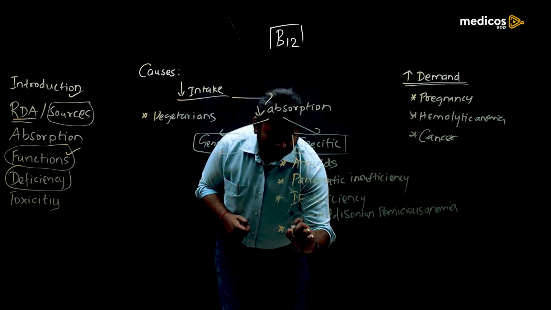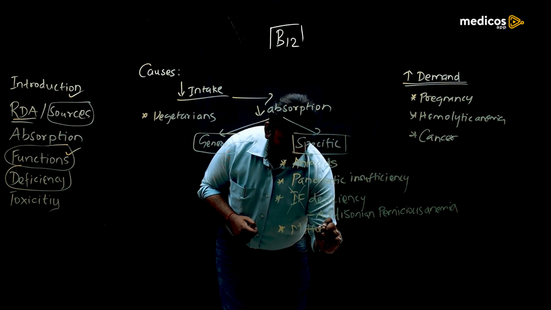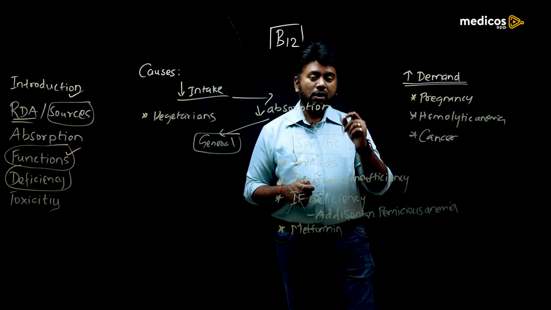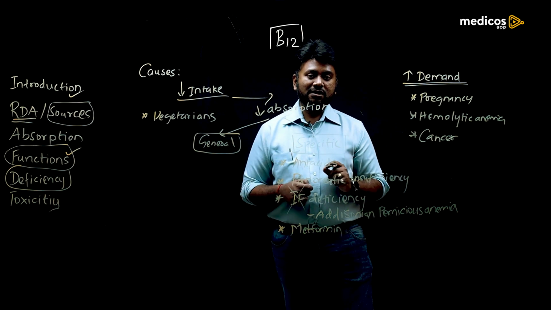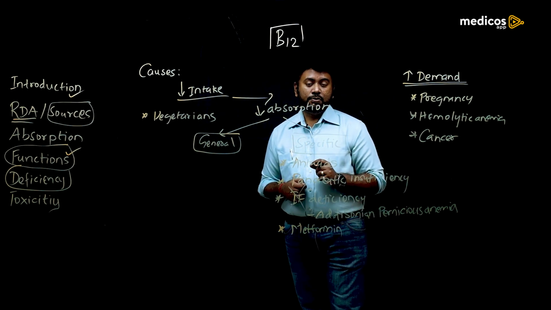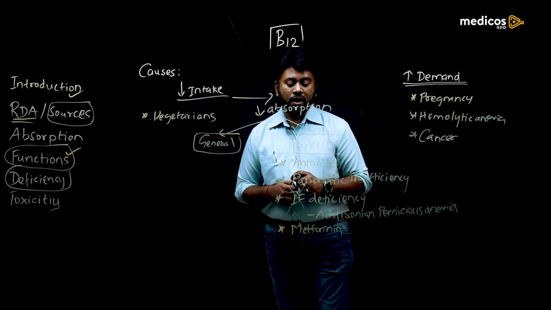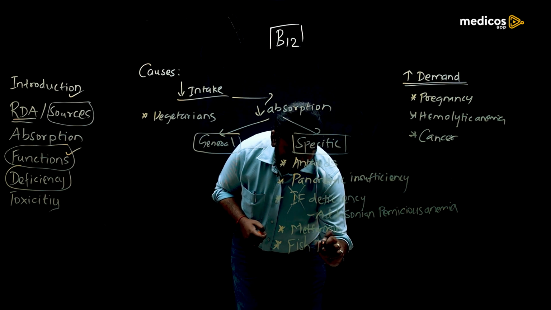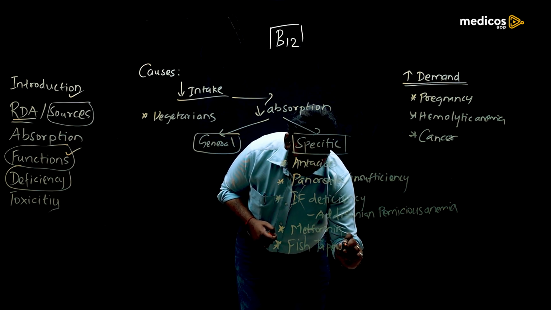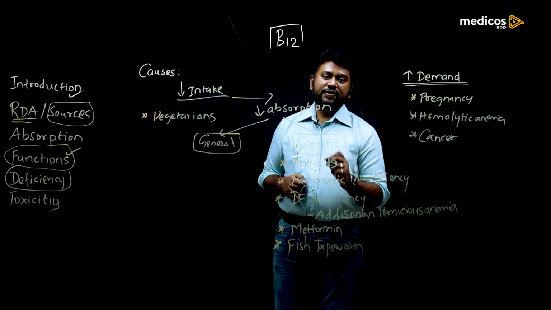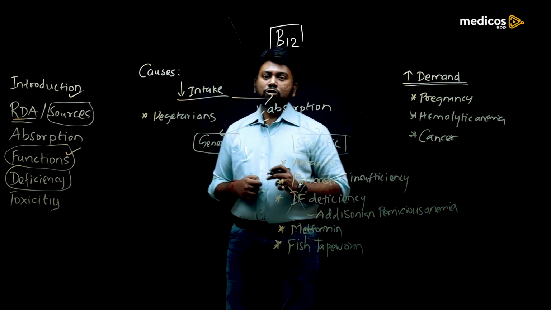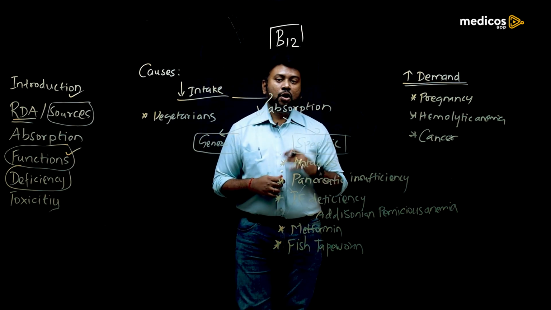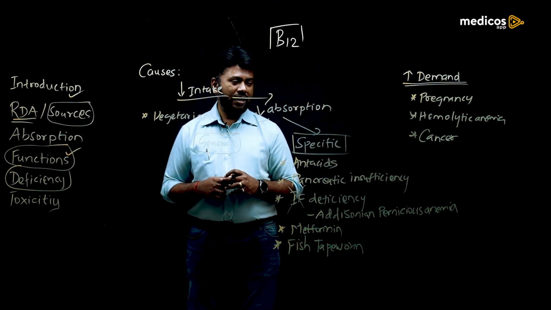Apart from that, drugs like metformin, more common in diabetic patients. Metformin is one of the commonly used first line oral hypoglycemic drugs. When you take metformin, it can affect B12 absorption and patients are more prone to vitamin B12 deficiency. And finally, fish tapeworm. There is a particular worm infestation called fish tapeworm, and when you are infected by it, it can also affect vitamin B12 absorption. So these are some of the causes where patients may get vitamin B12 deficiency.